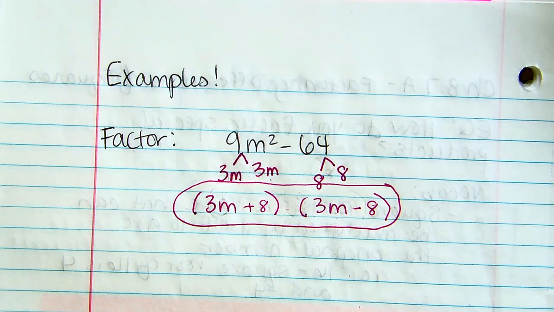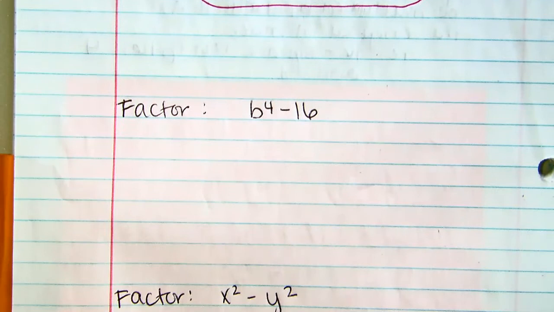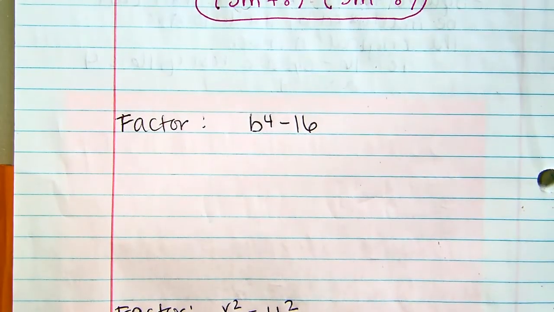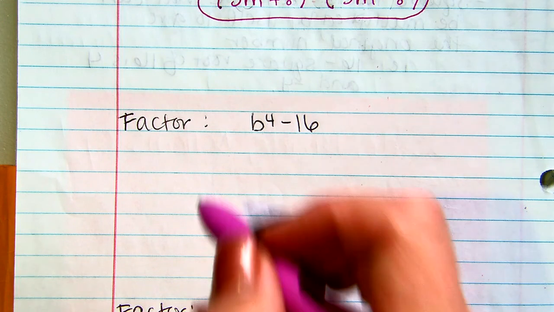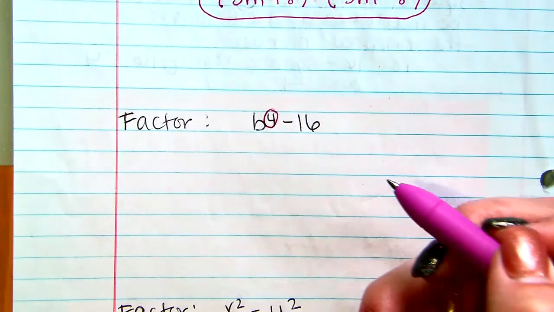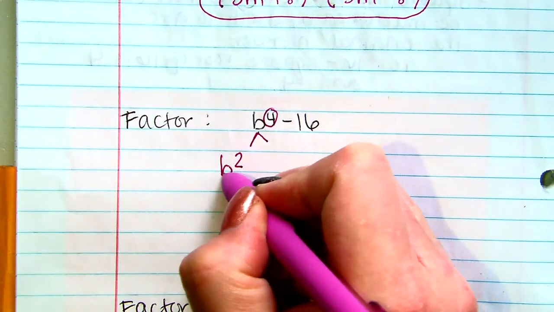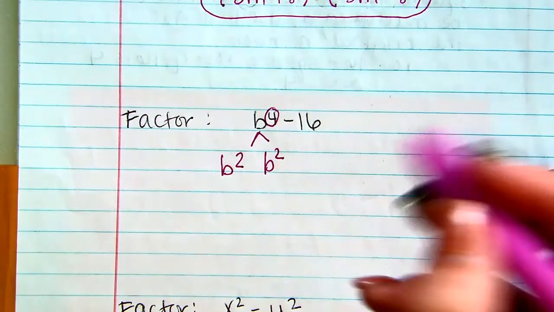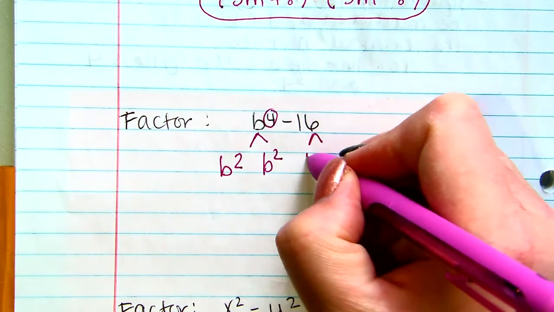Next, we have an additional one. Here, I have b to the 4th minus 16. Now, this is a little bit of a tricky problem, and I'll explain why as we go through this. To begin with, we are going to get b to the 4th. We need to find the square root. The square root of 4 is what we're going to be looking at. The square root of 4 is 2, so I'm going to have 2 sets of b squared. And the square root of 16 is 4, so I'm going to have 2 4's as well.